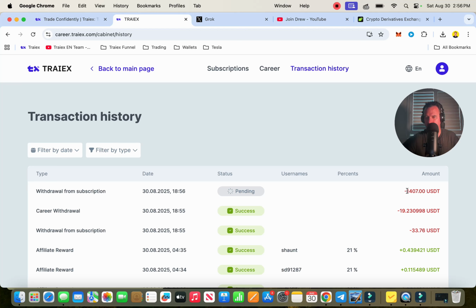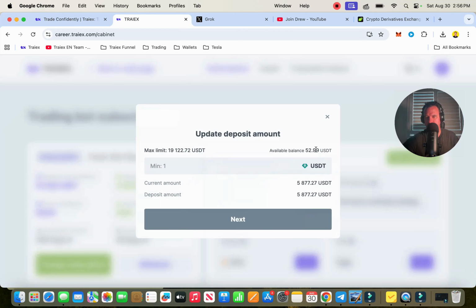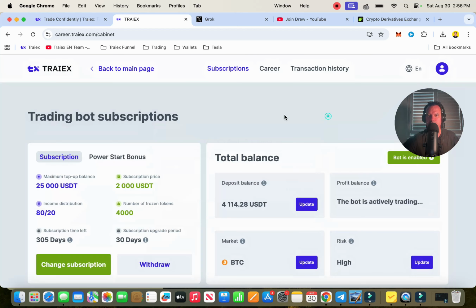So yeah, when that comes through, it'll basically just be sitting in this balance here, which is the balance in the exchange. And then I'll make a separate video and it'll just be like how to withdraw from Traiex. Because I think I've only done 2 videos on how to withdraw from Traiex, but I've probably done about 20 withdrawals so far.